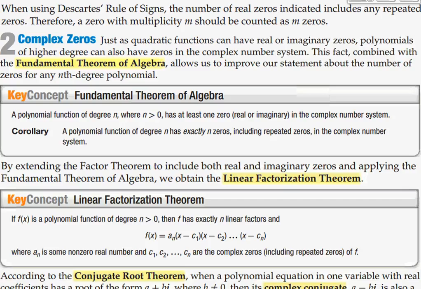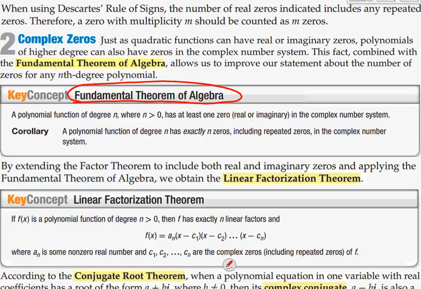And now we're going to move to complex zeros. So we just talked about it in a problem back there. Now, if we want to get all of them, we can find everything. So here is the fundamental theorem of algebra. And actually, the corollary is the one that I like the best. And I think we talked about corollaries yesterday, that's just a miniature theorem that follows the first one. So a polynomial function of degree n, where n is greater than 0, has at least one real or imaginary zero in the complex number system.